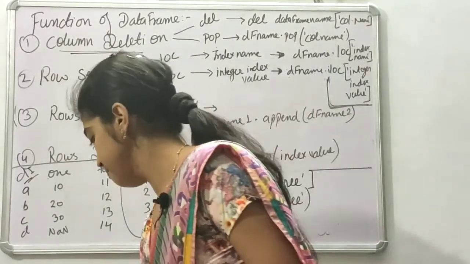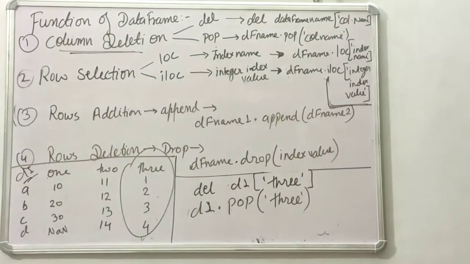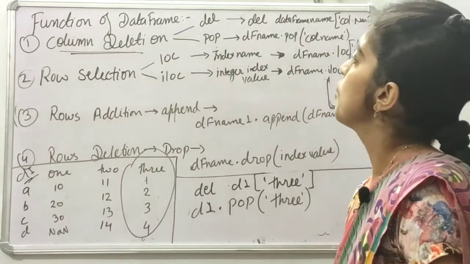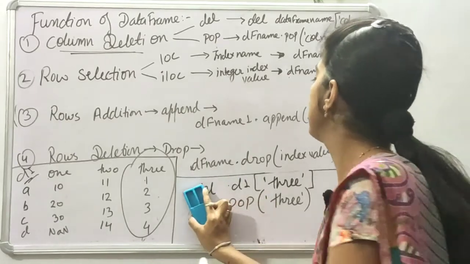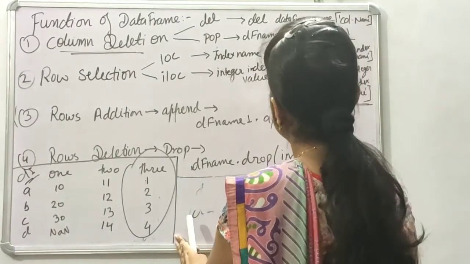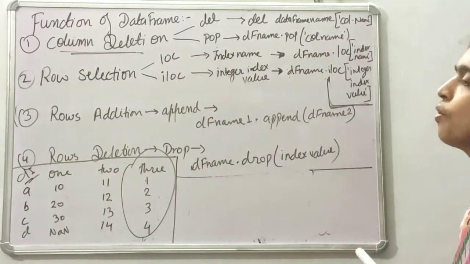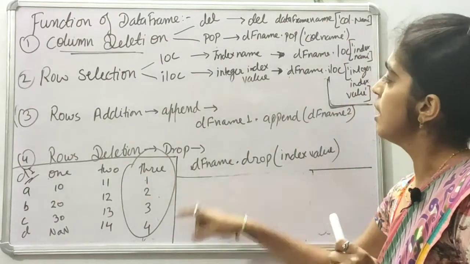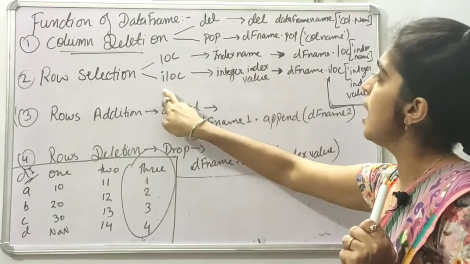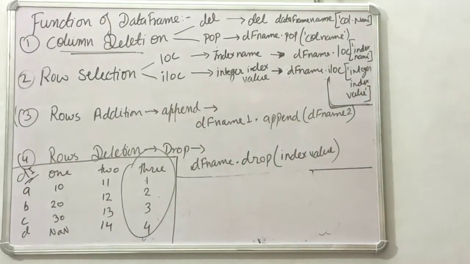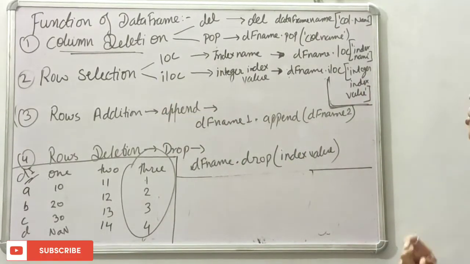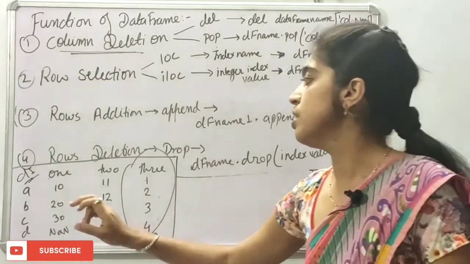Now next, row selection. How to select a row from a data frame? There are two functions again, loc and iloc. loc selects the row using the name of the row.